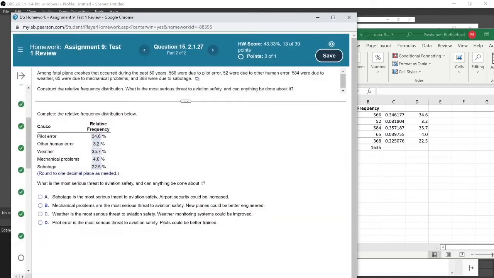Okay, so what is the most serious threat to aviation safety? As you can see, the biggest one is 35.7, which is the weather. So weather is the most serious threat.